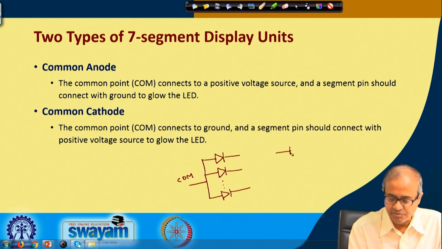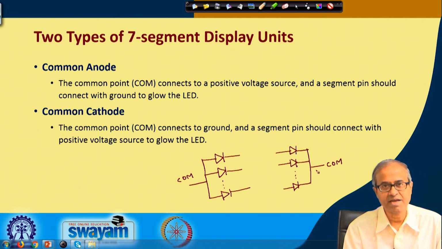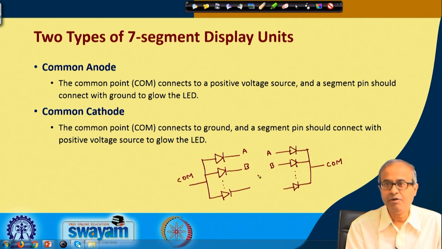But if it is the other way around, it means you have the LEDs like this, and the cathode terminals are connected together and this is the common terminal that you are getting from outside, you call this a common cathode kind of display, and the individual segments A, B, C, D, E, F are available on these terminals, okay, like this, and so on. So, depending on how they are connected internally, you can have two different kinds of display units, common anode or common cathode.